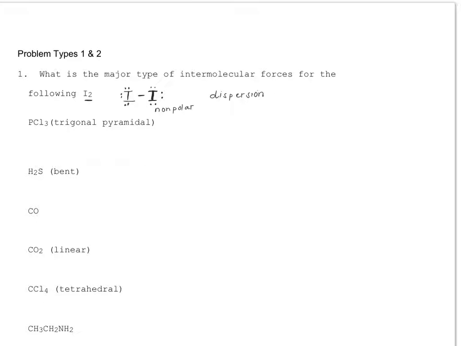Let's go ahead and do phosphorus trichloride. And I give you the geometry here. It's a trigonal pyramidal molecular geometry. So in its shape, it's going to have a lone pair on the central atom, with one bond going towards the back and one bond going towards yourself, and you have another bond that's in the same plane.